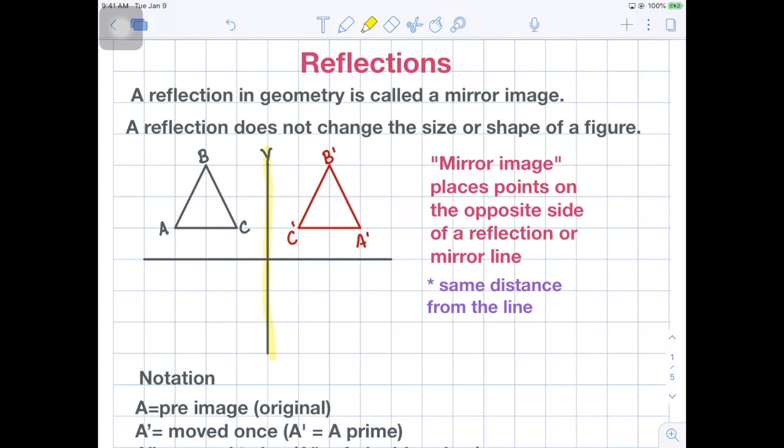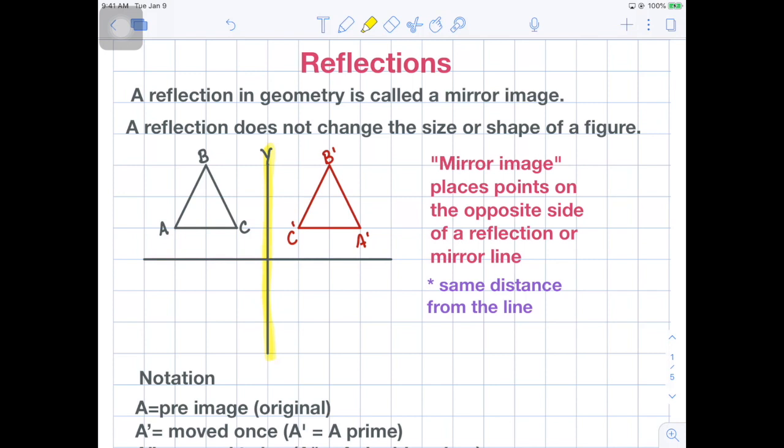What we're going to talk about today is how we do reflections and what they look like in some notation. You'll see an example here of triangle ABC in black. It has been reflected across the yellow axis, the y-axis here in yellow, to now figure A'B'C', and you'll notice some other little notation. We'll talk about the notation in a second.